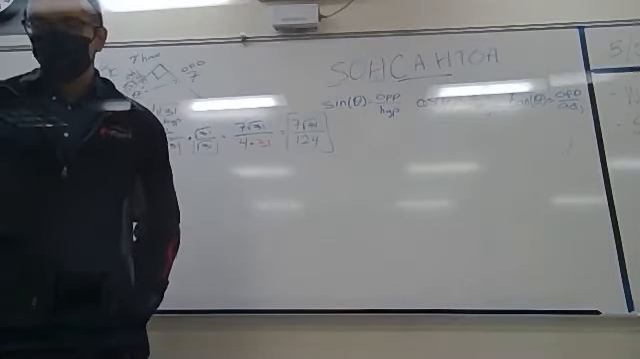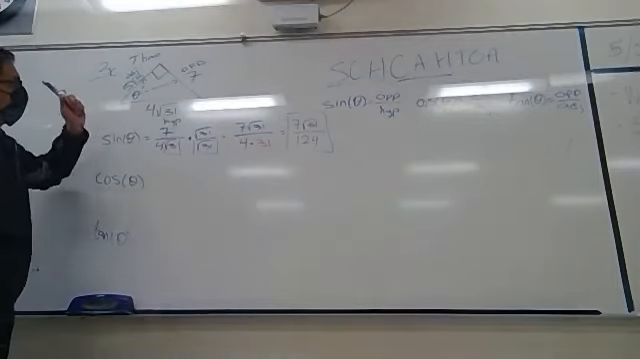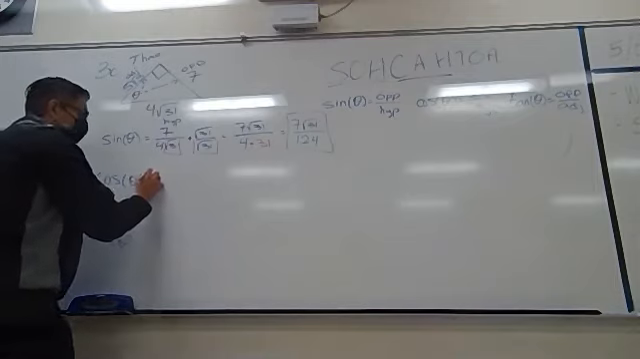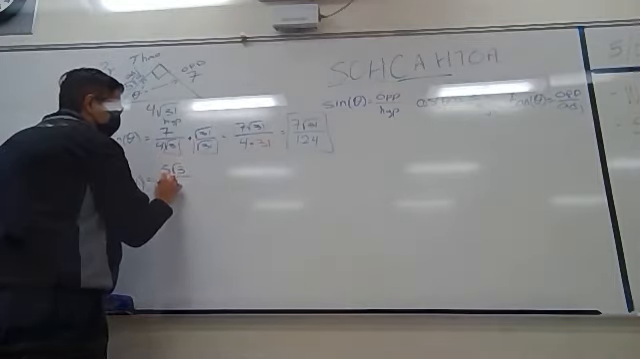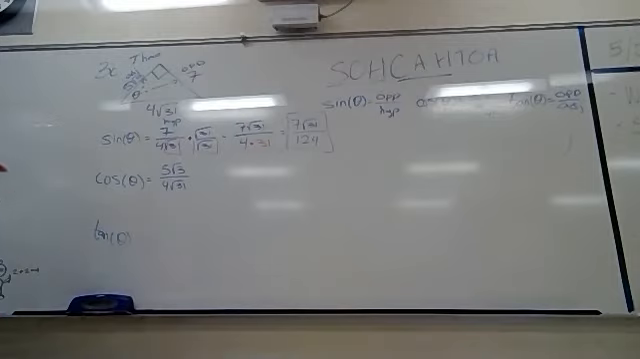All right, so the next one is cosine of theta. Adjacent over hypotenuse. So adjacent, 5 square root of 3. Hypotenuse, 4 square root of 31. I don't care about the top, I care about the bottom. The bottom cannot have any square roots.